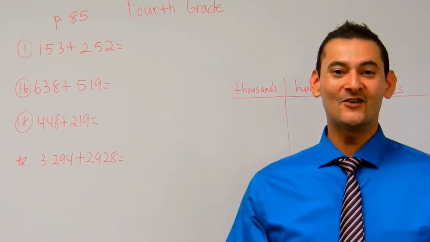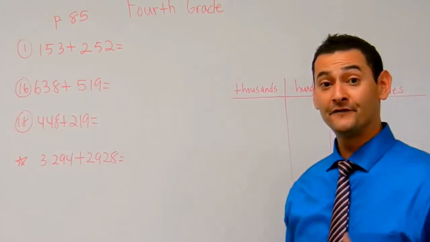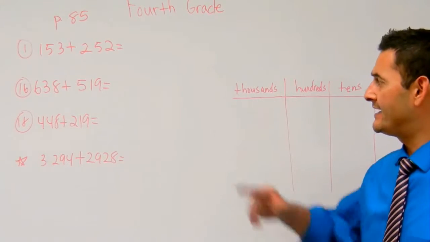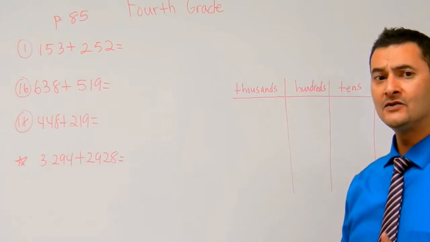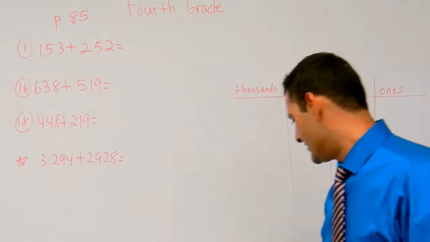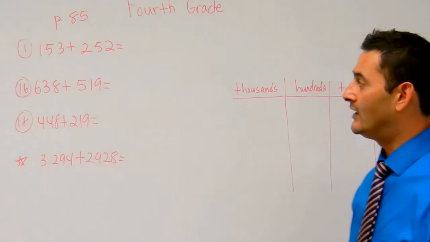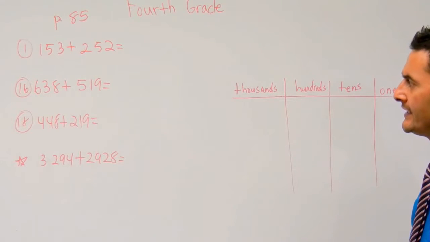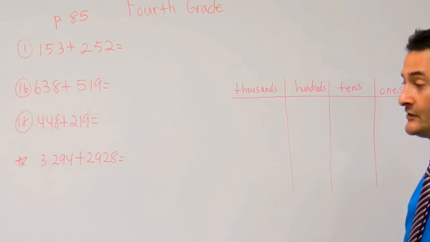Back, boys and girls. Let's go ahead and go over page 85 of your 4th grade hybrid math workbook. What we're going to do right now is add these numbers together using models and also using the standard algorithm, okay? So let's take a look at number 1 and a few samples together. Number 1 is 153 plus 252.